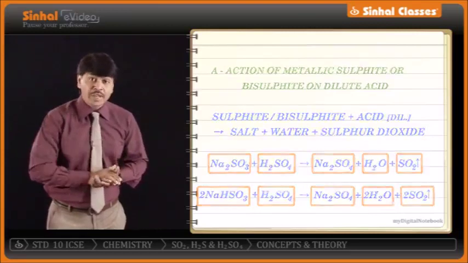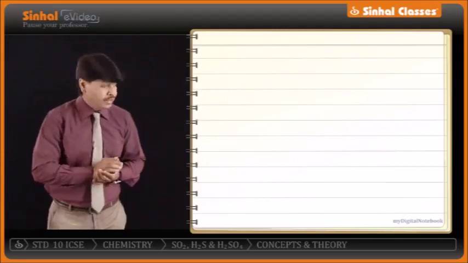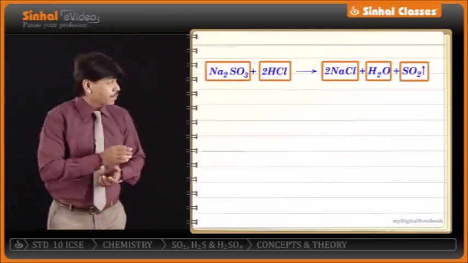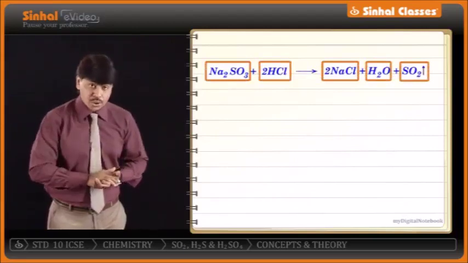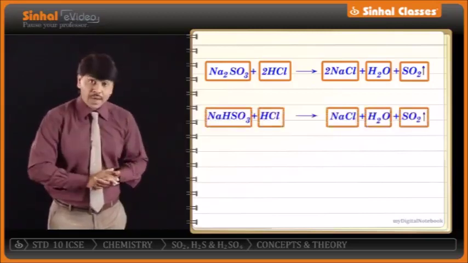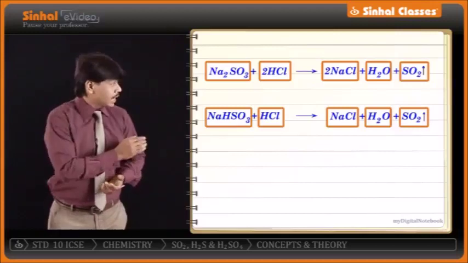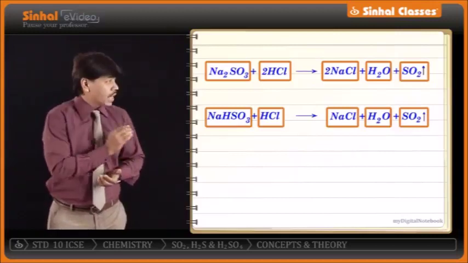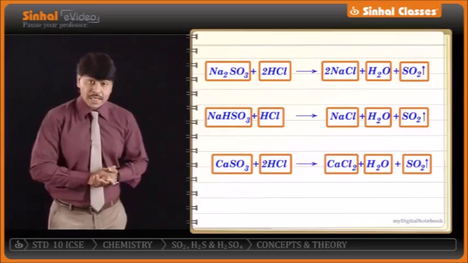We can also do it with HCl, that is dilute acid. We select Na2SO3 treated with 2HCl, which will give you 2 NaCl plus H2O plus SO2. In a similar manner, we can take bisulfite: NaHSO3 plus HCl will give you NaCl plus H2O plus SO2. We can also select calcium sulfite: CaSO3 plus 2HCl will give you CaCl2 plus H2O plus SO2.